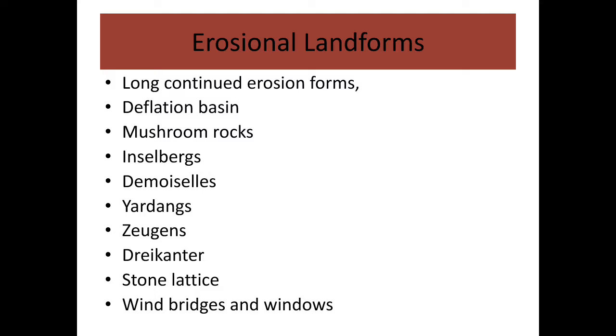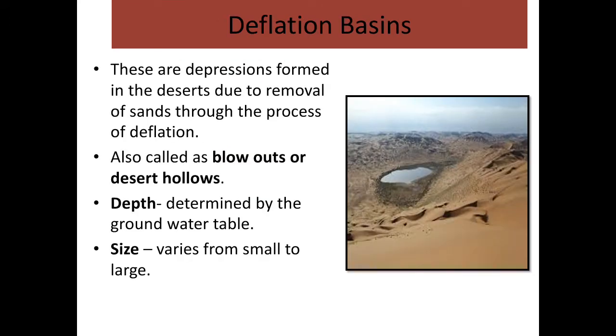Erosional landforms: long continued erosion forms deflation basins, mushroom rocks, Inselbergs, Demoiselles, Zeugens, Dreikanter, stone lattice, wind bridges and windows. These are the erosional landforms. The first one is deflation basins. These are depressions formed in the deserts due to removal of sands through the process of deflation, which removes the loose material in the desert region; it is blown away by the wind, and because of that it forms the basins.